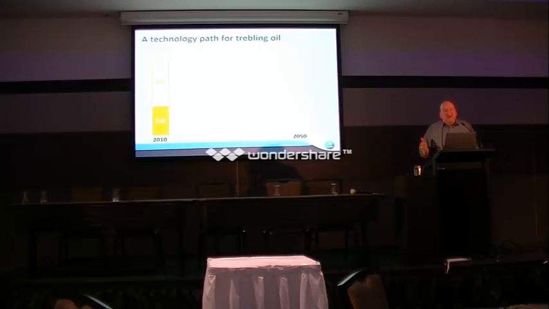a prospective technology path for trebling oil production over the next few decades from where we are today. Can we go from 140 to, say, 420? The first gain will be through productivity gains. That's a continuation of breeding efforts that are going on now. Let's say 1% per annum. We might be able to increase by 70 million tonnes.